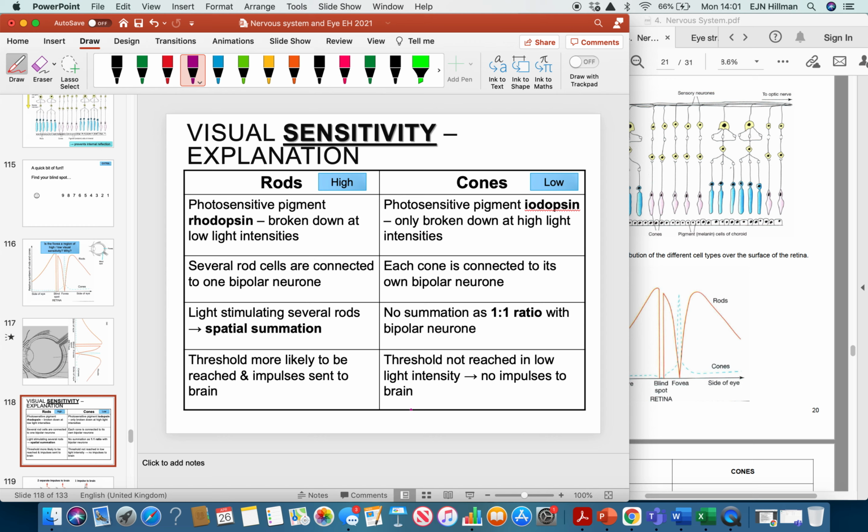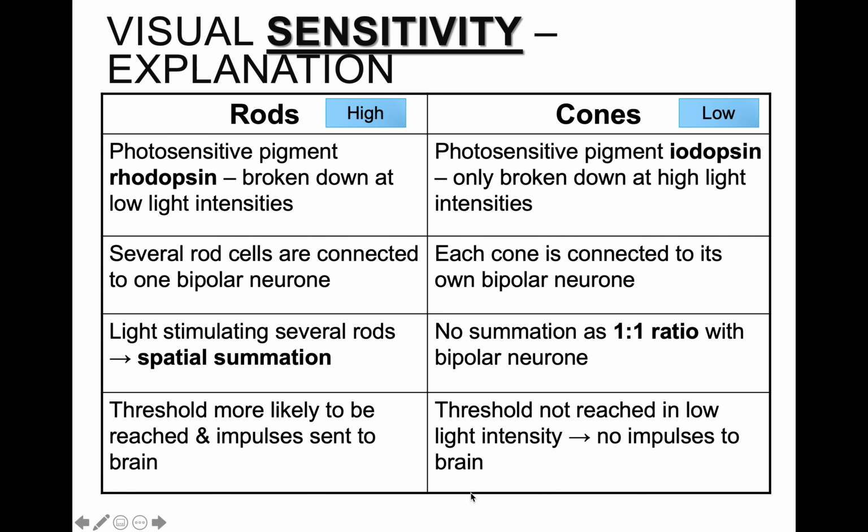Okay, this explanation for visual sensitivity, it's not in your notes, but it might be a really useful one to add to your notes. There is a second feature here about visual sensitivity that I didn't mention before, and that is the photosensitive pigment that's found within the rods and the cones. Within rods, the photosensitive pigment is rhodopsin and can be broken down even at very low light intensities. It's much more unstable and therefore breaks down at low light intensities.